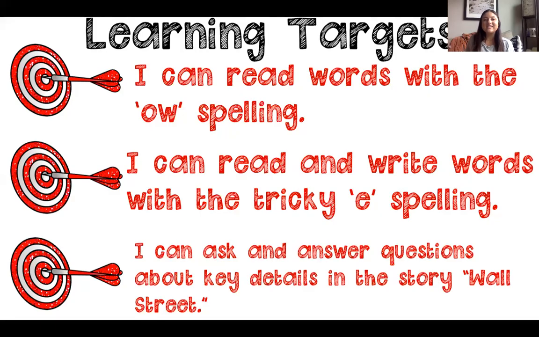All right, our goals for today says our one learning target is I can read words with the OW spelling, O-W. I can read and write words with the tricky E spelling. I can ask and answer questions about key details in the story, Wall Street. Okay, 3 goals today. I'm super excited.